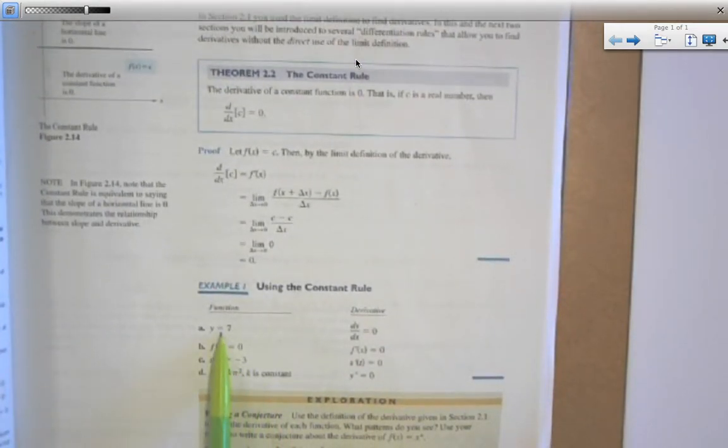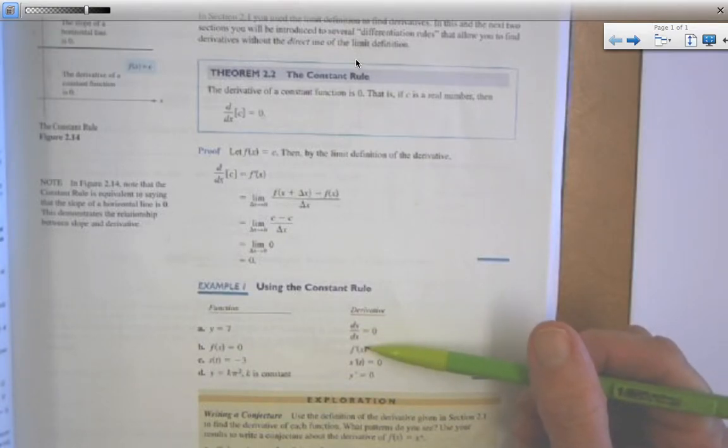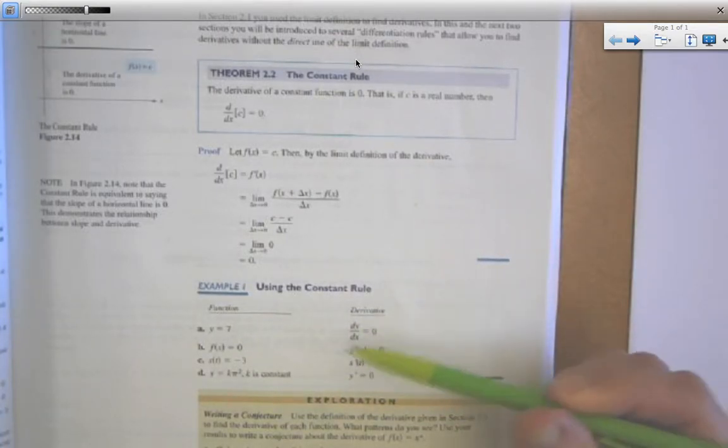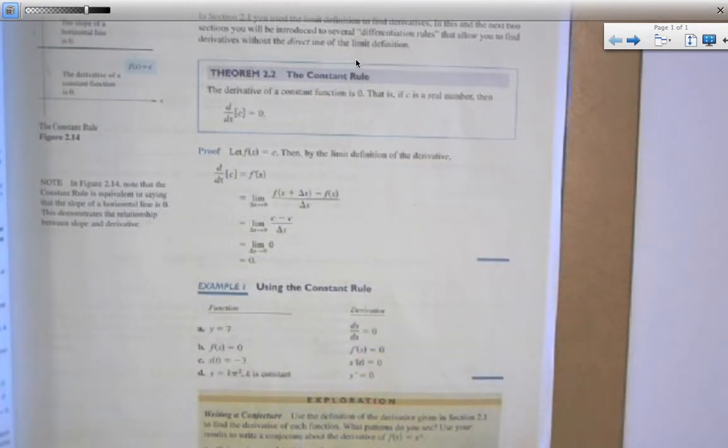Here's the derivative of y equals 7. Notice the derivative notation dy/dx equals 0. Here's another constant function, and we can use it as f prime. So they're exposing you to the different types of notation to represent a derivative. But the derivative of a constant is always 0. All right, turn the page.